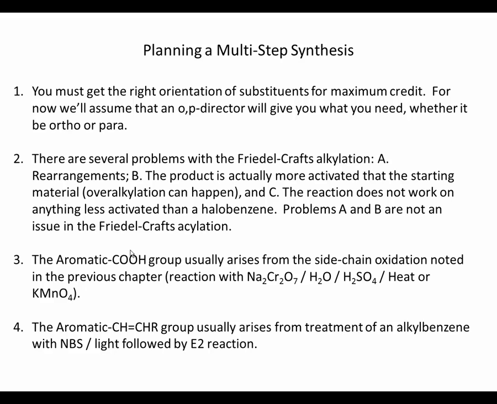Alright, the aromatic COOH group usually arises from the side chain oxidation noted in the previous chapter, where we take like an ethyl or methyl group and burn it away, or turn it into a COOH group with chromium-6, water, and sulfuric acid, or using potassium permanganate. If we have a double bond on a benzene ring, as shown here, this group usually arises from treating the alkyl benzene with NBS and light, followed by the E2 reaction.